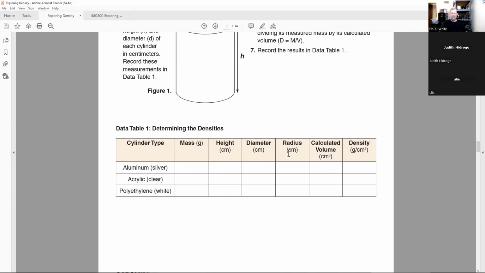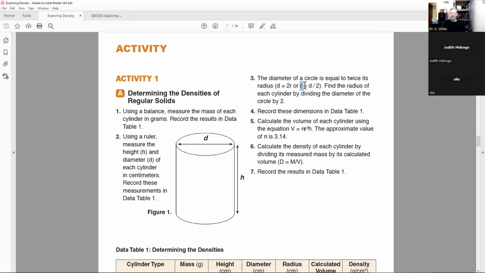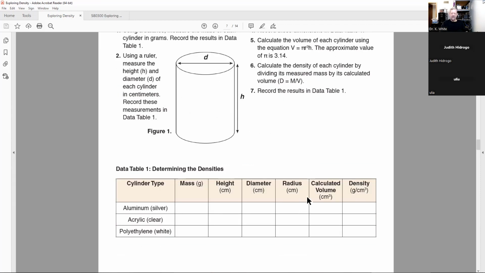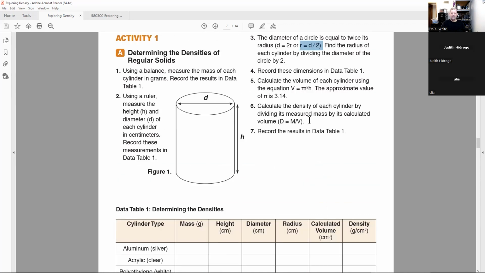Now, for the volume, you'll need the radius. And the radius is diameter divided by 2. Right up here. The radius is the diameter divided by 2. So you'll get that number. And finally, you'll calculate the volume. The volume is right here, pi, which is 3.14, times the radius squared, r squared, times the height. Now, your calculator has a way of squaring things, but it would be easier to multiply 3.14, let's assume your radius is 2, times 2, then a second times 2, and then times the height. This would be easier for most of you, unless you know how to use your calculator.